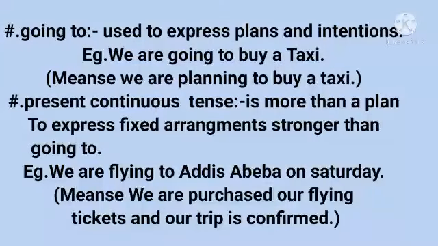If it is stronger than a plan, that means if it has fixed arrangements, we use present continuous tense to express this, which is more than a plan, to express a fixed arrangement which is stronger than going to. For example, we are flying to Addis Ababa on Saturday. That means we have purchased our flying tickets and our trip is confirmed. That means present continuous tense is stronger than going to in order to express something about the future.